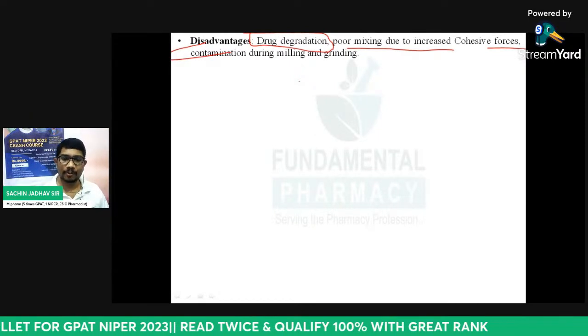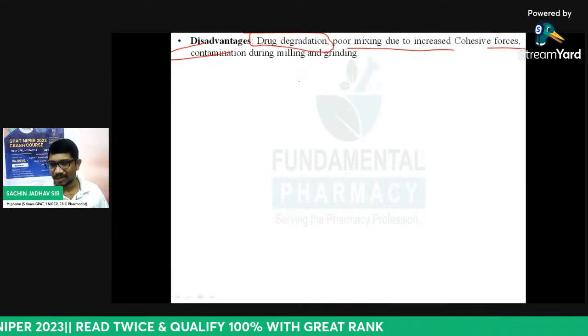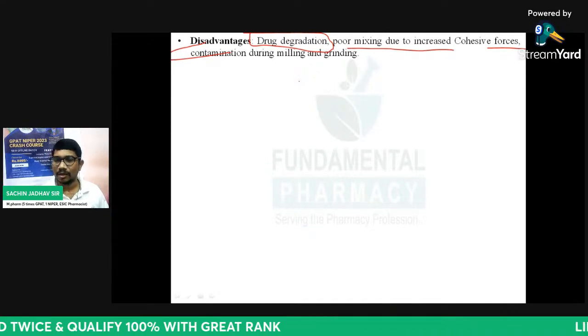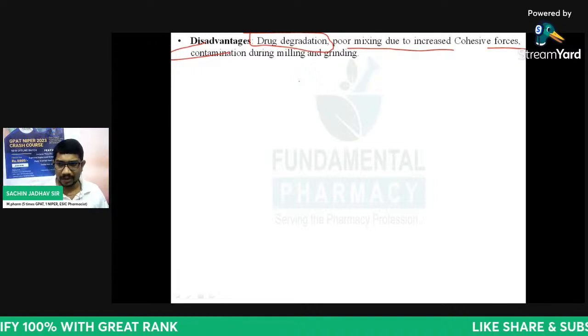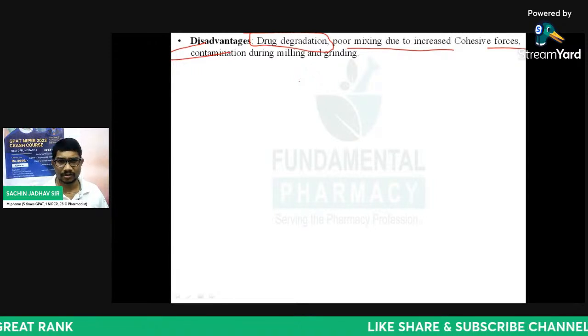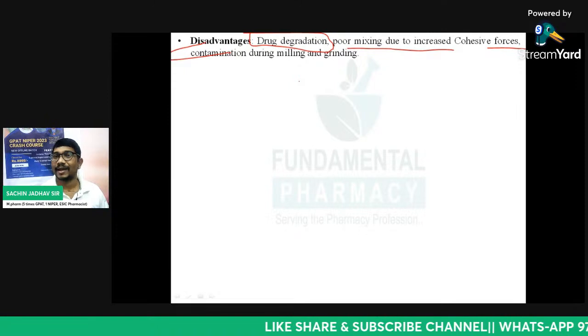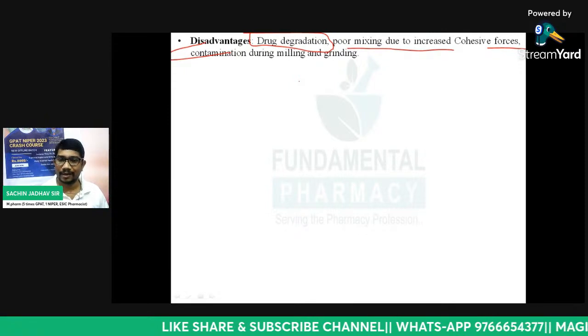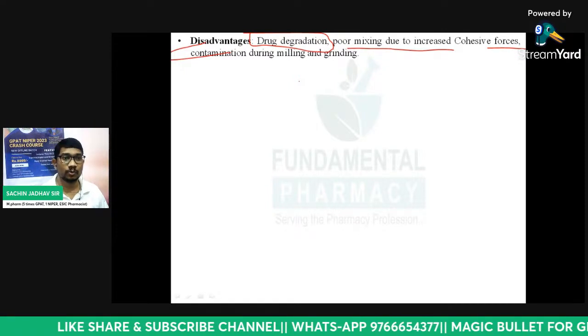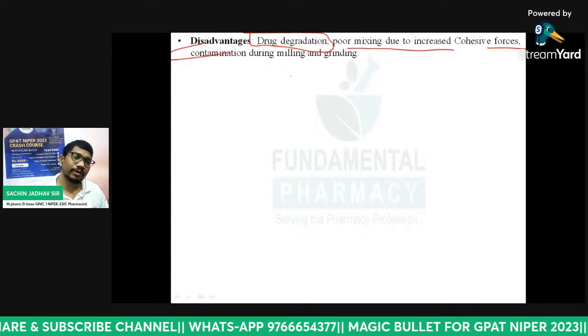So if you decrease the particle size in the range of microns, what will happen? Due to attractive forces, there is a development of cohesive forces. Okay, so mixing will be very poor.